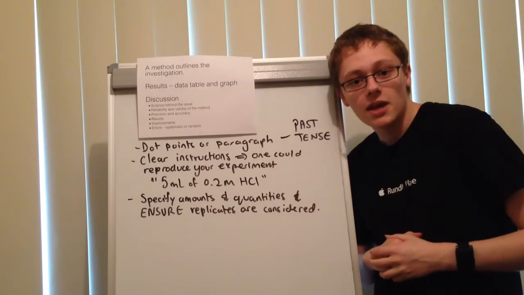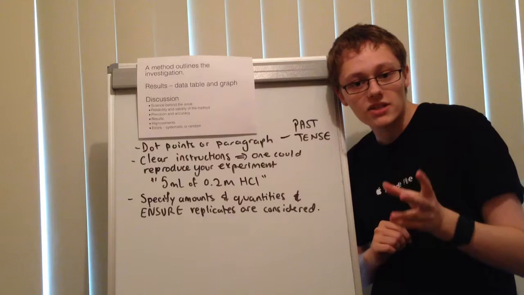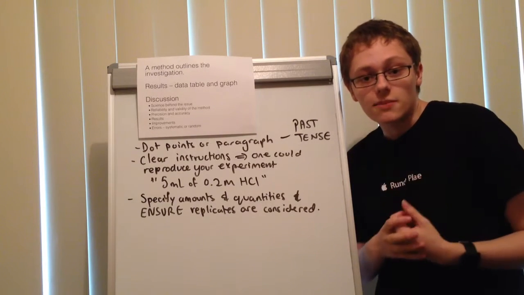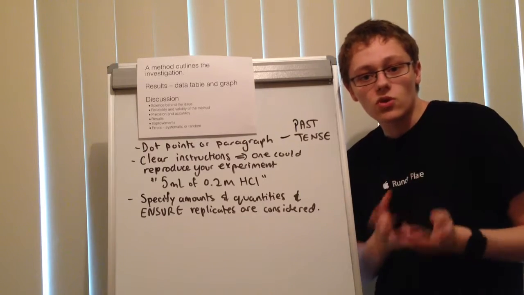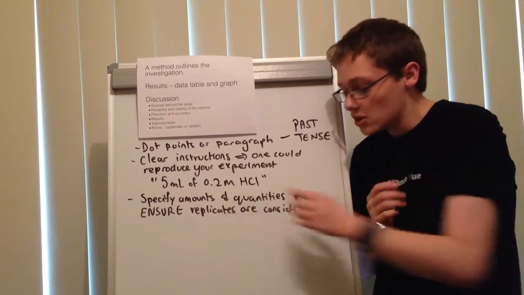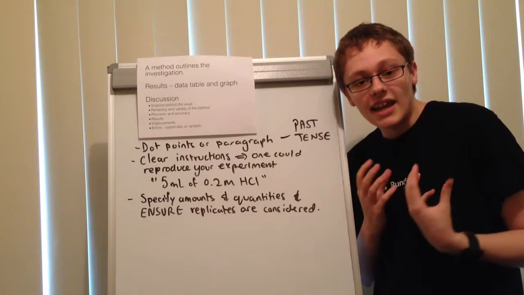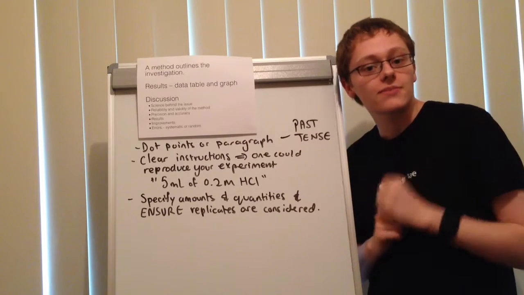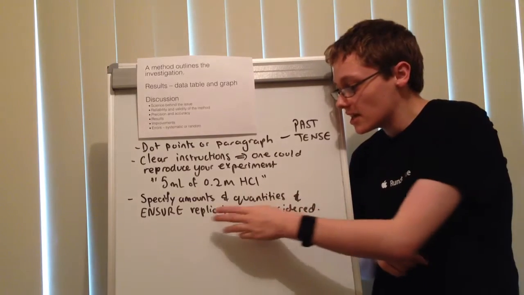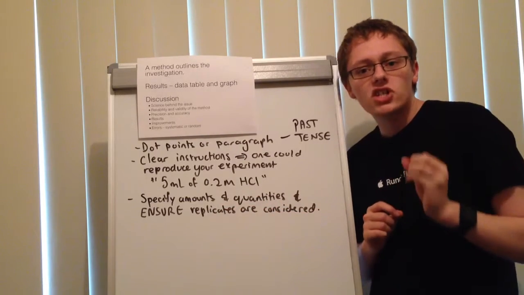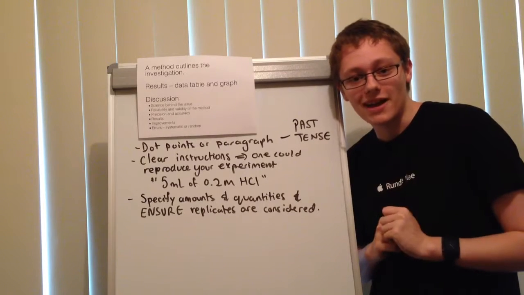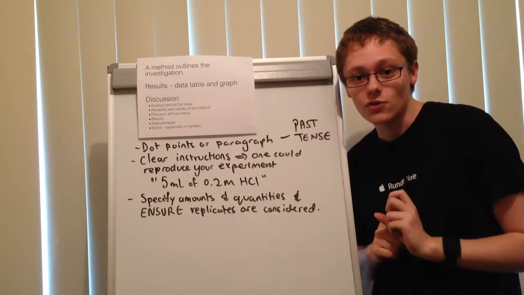And then make sure you specify all amounts and quantities, and ensure that you also mention replicates that you did. Because of course, you're not just going to have one sample and take one recording for a specific change in the independent variable. You're going to have to take multiple recordings. You're going to have replicates to ensure that you are getting an accurate set of results, not some complete random set of results. So by having replicates, you are averaging out the effects of random error. But I'll talk more about errors in just a moment after we've gone through results.